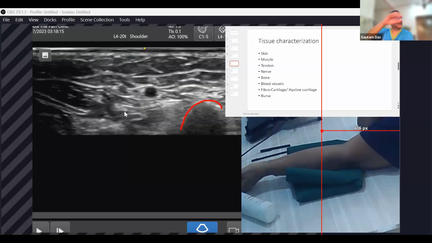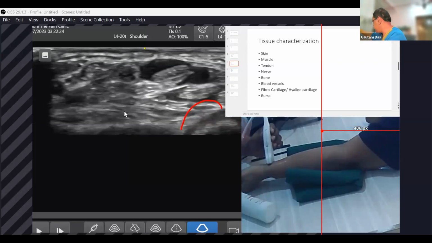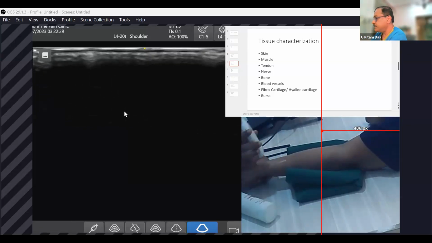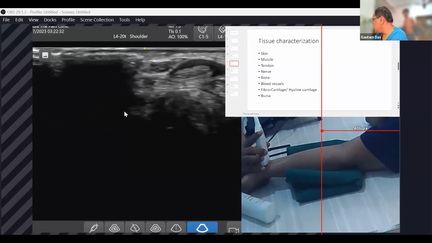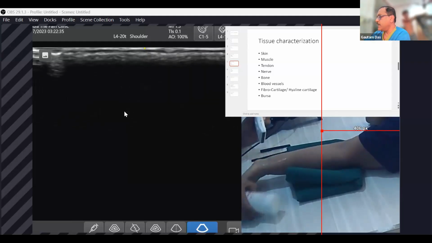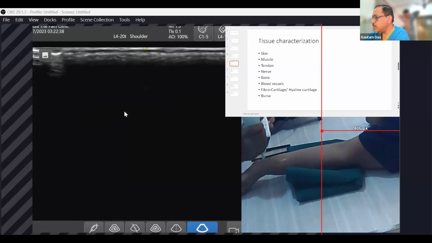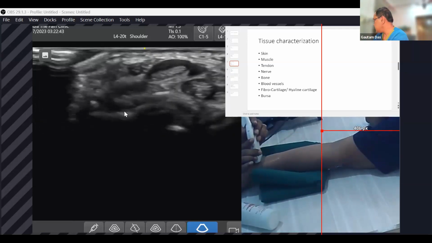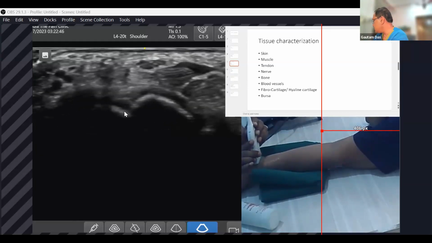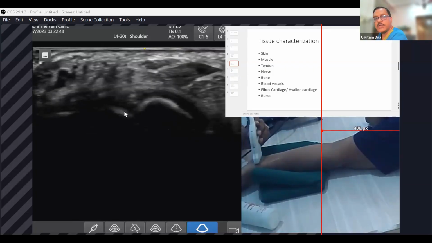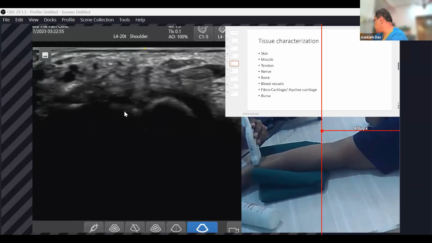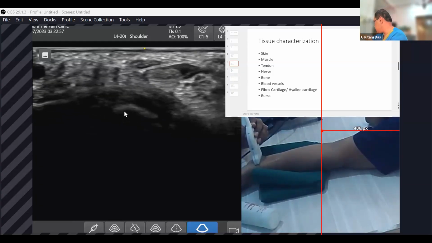So here, let me clear the drawing. At the center of the screen, again, a lot of jelly should always be used liberally so that you can see the structures nicely. At the center of my screen is your median nerve. See how I'm holding the probe, and how it is different from the surrounding structures. I'm freezing it. I'm keeping it at the center.